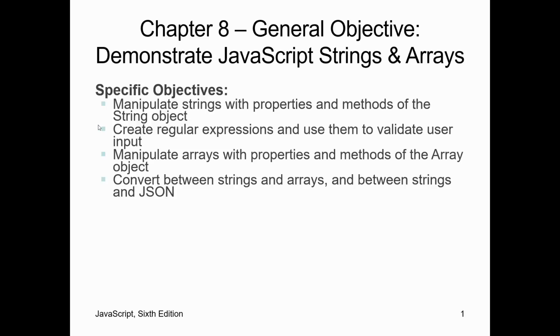I've been going over JavaScript 6th edition, the Web Warrior series by Vodnik and Gosselin, and we're up to Chapter 8 of 12, which is on JavaScript strings and arrays. Now, we've already had a chapter where we went over arrays, but this one will go into them in more depth and breadth of coverage. So, our four objectives: manipulate strings with properties and methods of the string object, create regular expressions and use them to validate user input, manipulate arrays with properties and methods of the array object, and convert between strings and arrays and between strings and JSON, which is the JavaScript object notation.